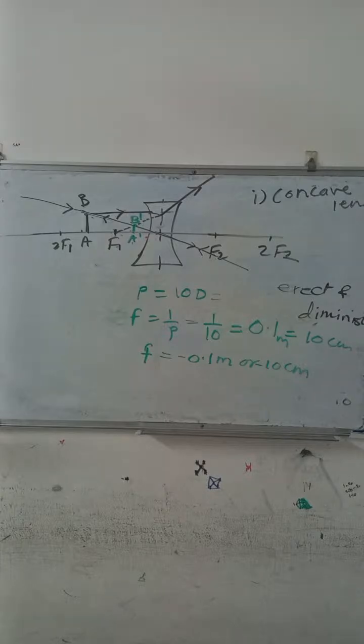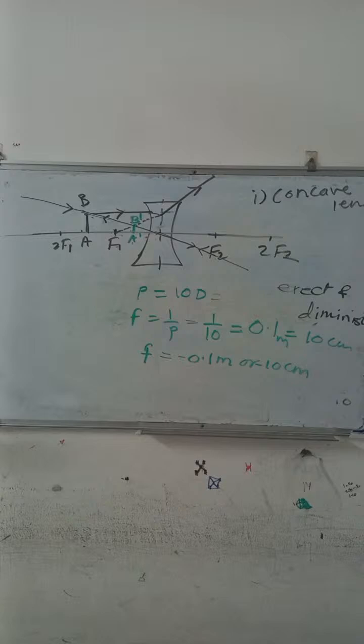An object of height 5 centimeter is placed perpendicular to the principal axis of a concave lens of focal length 10 centimeter. If the distance of the object from the optical center of the lens is 20 centimeter, determine the position, nature, and size of the image formed using the lens formula. Here they are saying this is the concave lens. Again, the same concave lens is there.